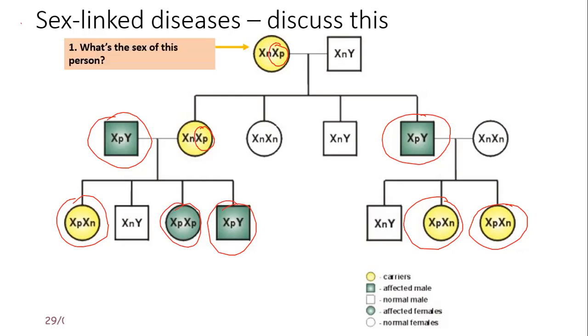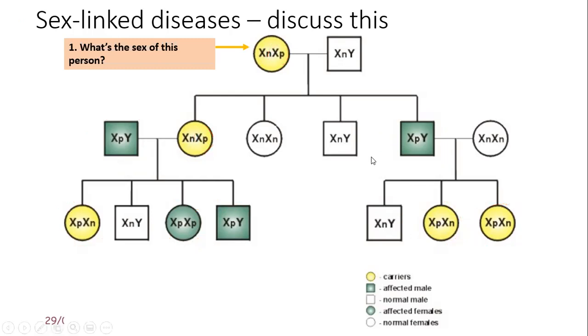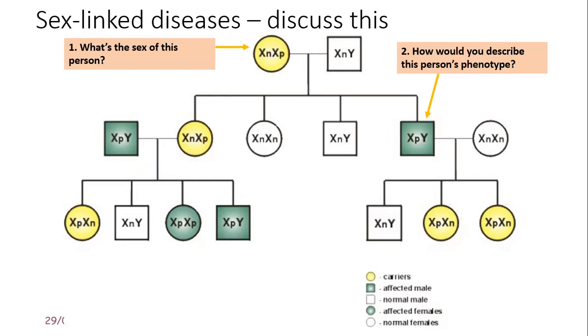So let's just clear all my scribbles again. Sex of that individual is female. This person's phenotype, well, we would say the phenotype, they are affected, they have the disease. What do we think the N and P stand for? Well, the N and P stand for potentially normal or problematic. They stand for the different alleles.